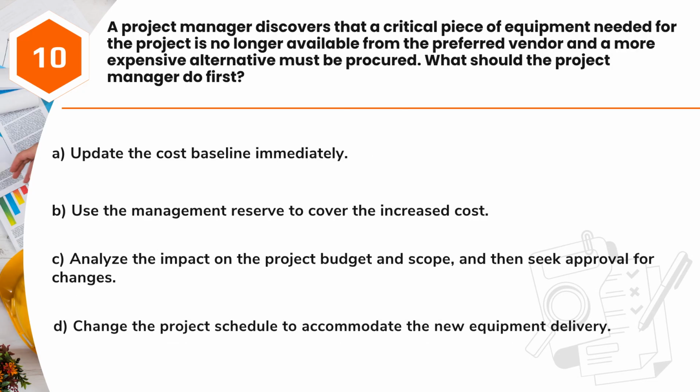Question 10. A project manager discovers that a critical piece of equipment needed for the project is no longer available from the preferred vendor and a more expensive alternative must be procured. What should the project manager do first? A. Update the cost baseline immediately. B. Use the management reserve to cover the increased cost. C. Analyze the impact on the project budget and scope, and then seek approval for changes. D. Change the project schedule to accommodate the new equipment delivery.